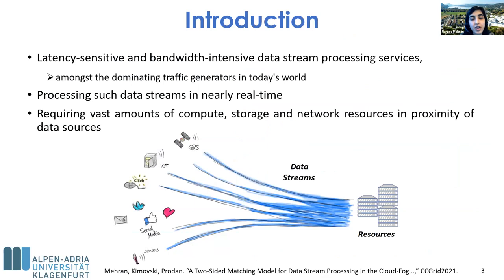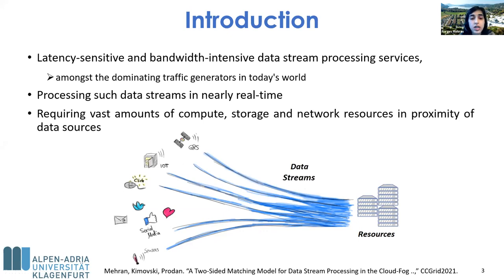The digital world around us is witnessing an exponential growth in the amount of data that is being generated in the presence of internet connectivity. Latency sensitive and bandwidth intensive data stream processing services such as live video processing or social media based applications or IoT based applications are amongst the dominating traffic generators in today's world.